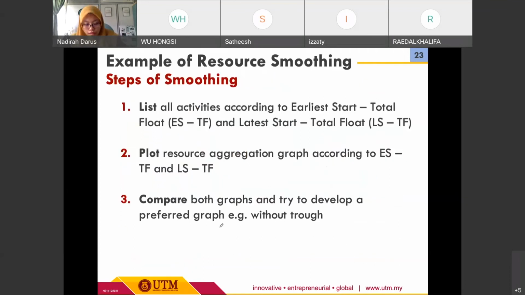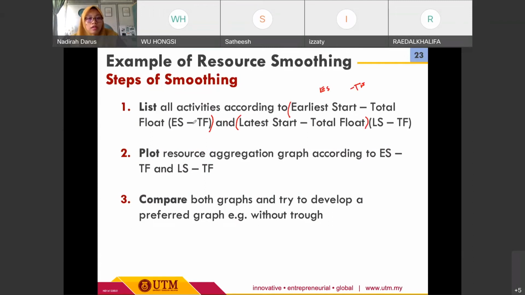Okay. In order for us to do the resource smoothing, there are three steps that we need to conduct. First of all, we need to list all activities according to earliest start and total float, and then we need to list all of the activities again based on the late start and total float. Okay, so we have two main components here, ES and TF, okay, and then here we have LS and TF, right?